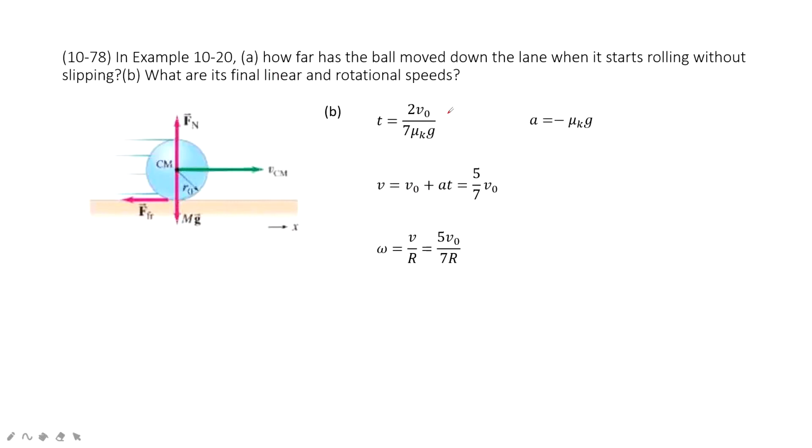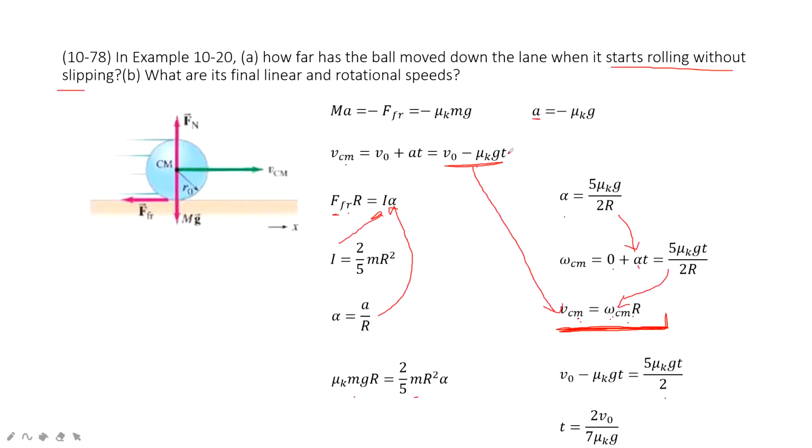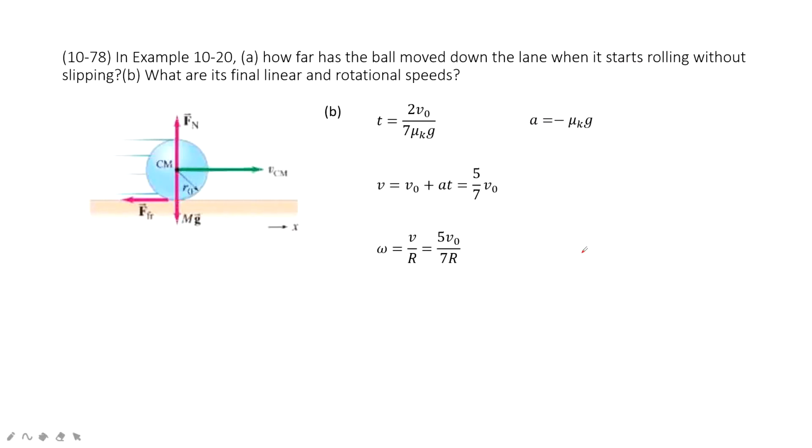So linear and rotational speed, how easy is it, right? Because we have these two functions: linear velocity as a function of time t and angular velocity as a function of t. So you just input the time into these functions and you get it. The v is v0 plus at. Now you get the final answer there. Omega is this one, so v over r, you get the final answer there. Thank you.